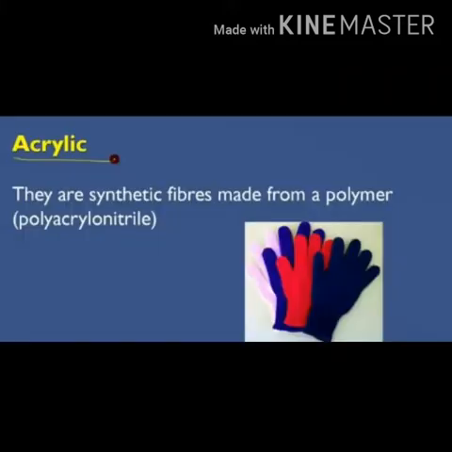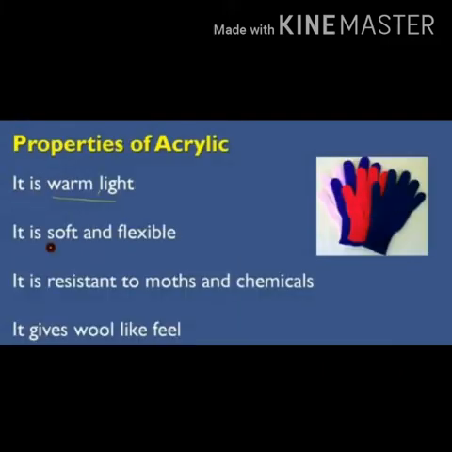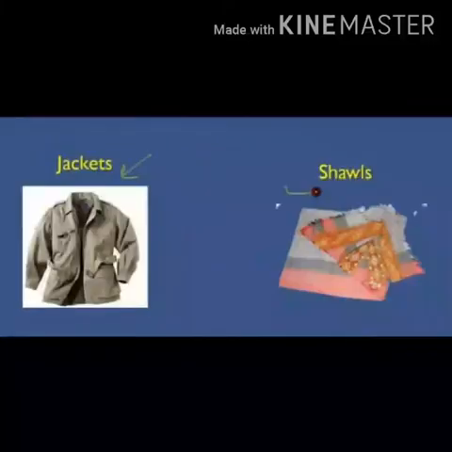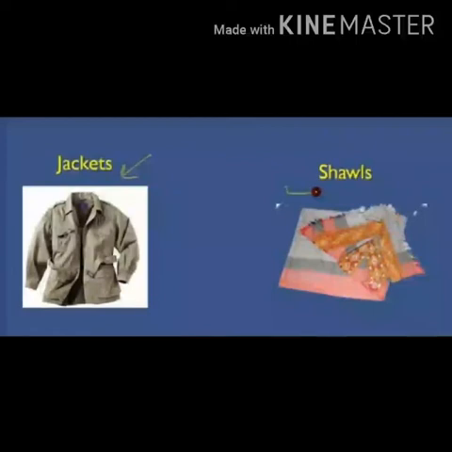Then acrylic. These are synthetic fibers made from a polymer, polyacrylonitrile. In this, acrylonitrile is the monomer and polyacrylonitrile is the polymer. Properties of acrylic: it is warm, light, soft and flexible, and resistant to moths and chemicals. It gives a wool-like feel. Uses of acrylic: making blankets, shawls, jackets and so on.